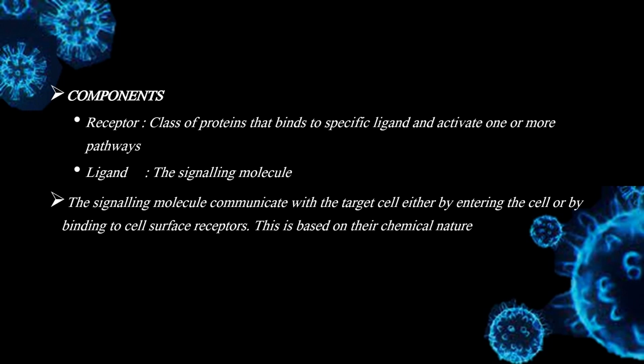So what happens is that the signaling molecule or the ligand can communicate with the target cell either by entering into the cell or by binding to the cell surface receptors. This is entirely based on the chemical nature of the signaling molecule. Because in some cases, the signaling molecules may be small and hydrophobic, so they can pass easily through the plasma membrane and diffuse into the cell. But in some other cases, the molecules may be very large and hydrophilic, so they cannot diffuse through the plasma membrane. Instead, those molecules will bind to the cell surface receptors which are present on the membrane of cells, and thereby they carry out the signal transduction.